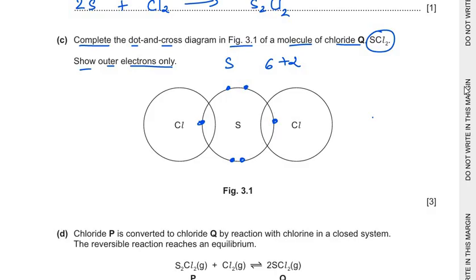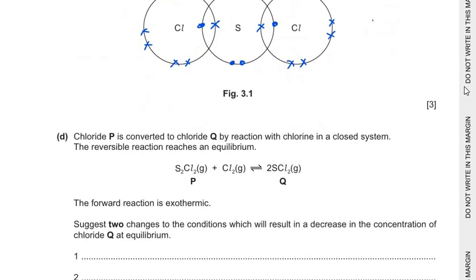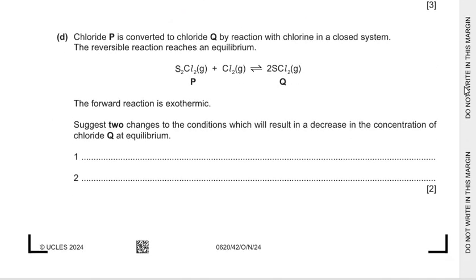Now chlorine, we know it has 7 electrons in the outer shell, from which 1 will go in sharing with the sulfur, and the remaining 6 will be non-bonding electrons in the outer shell. And that is how both of the atoms, both of the elements, can fulfill their octet, that is, both get 8 electrons in the outer shell. So this is how you are going to draw the dot and cross diagram for the sulfur chloride.